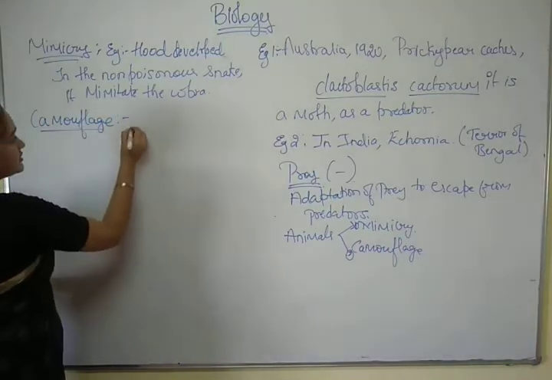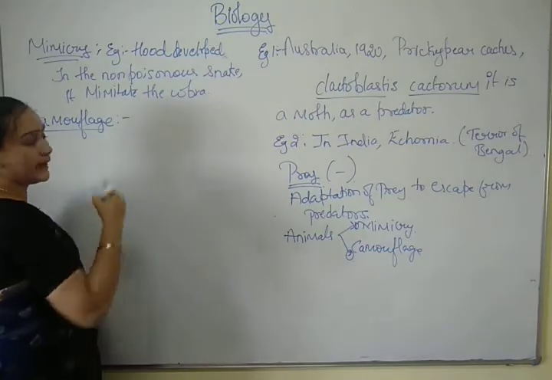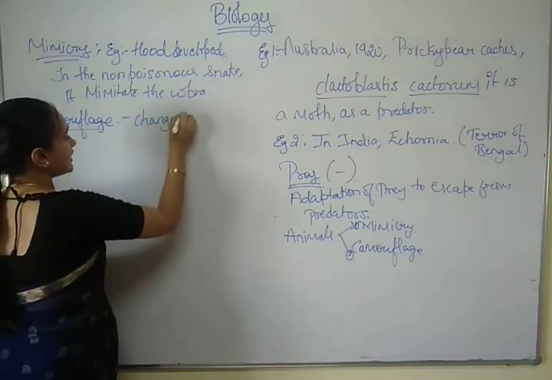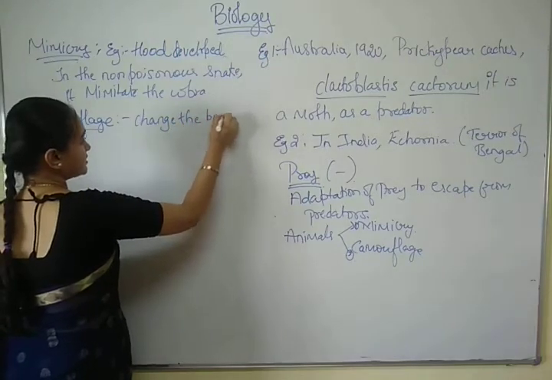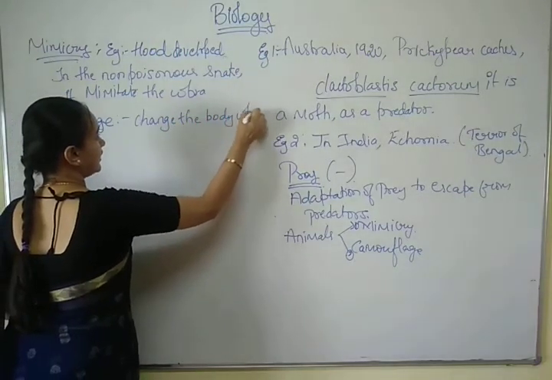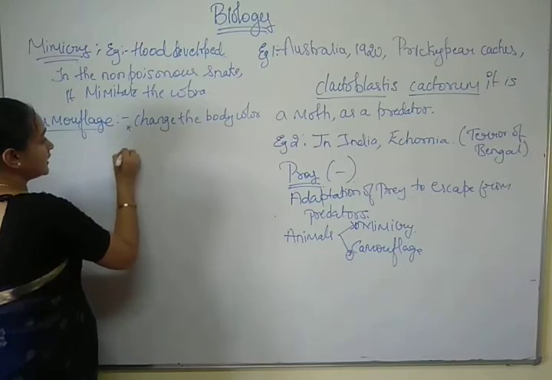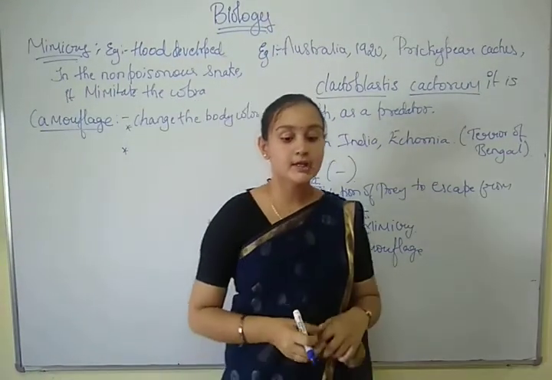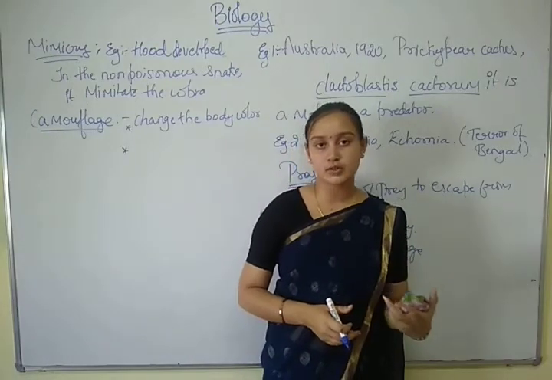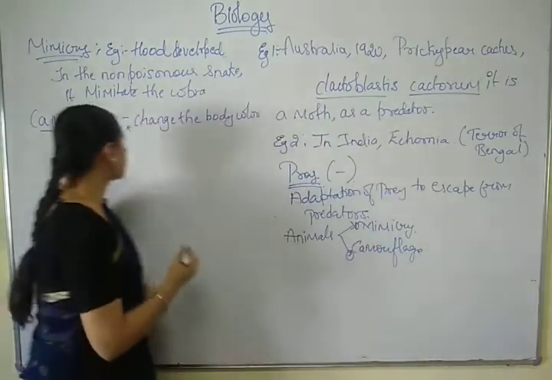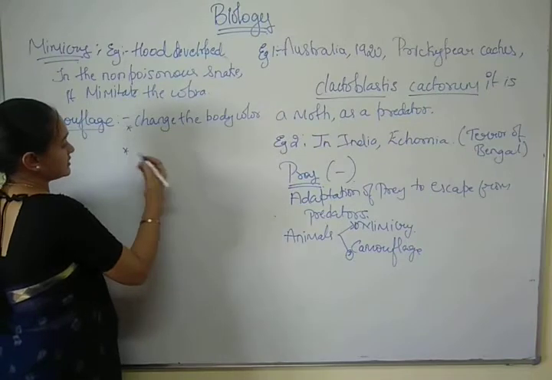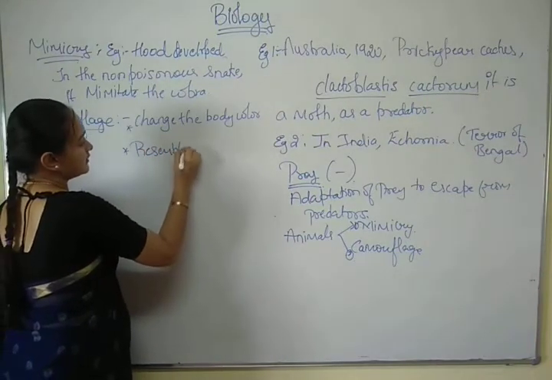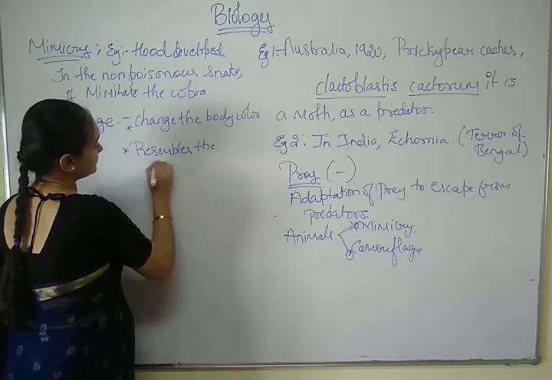So in camouflage, the plants or the animals change the body color. And the second adaptation is that they blend with the surroundings, such that they resemble the surroundings.